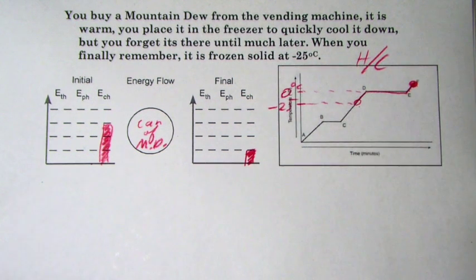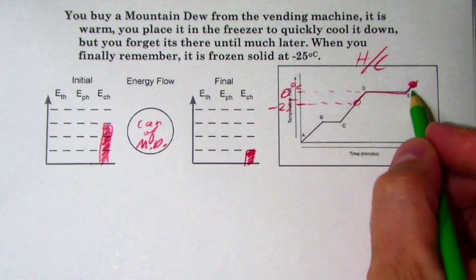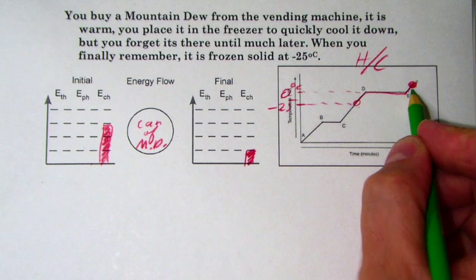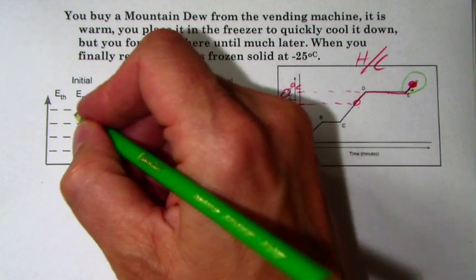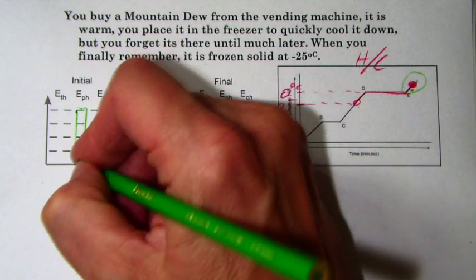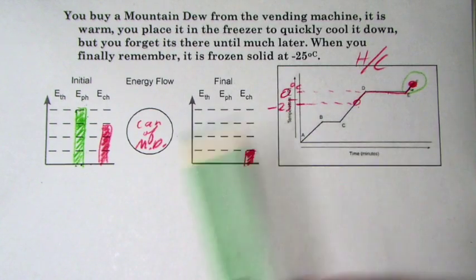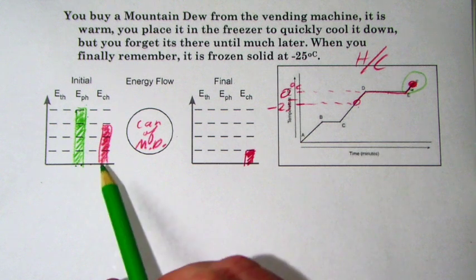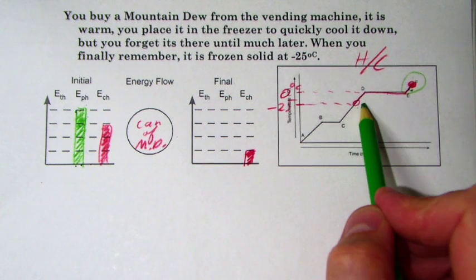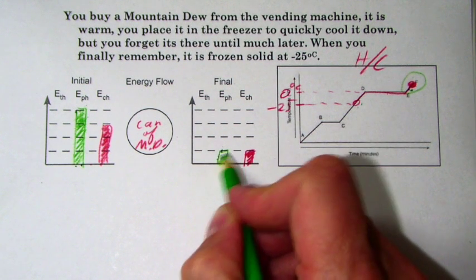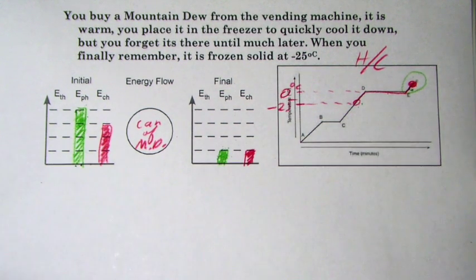Now, as far as the phase, well, I had liquid Mountain Dew, and I know that up here in this part of the region for liquid is 4 bars. So I'll give myself 4 bars of liquid phase energy, and it goes down to the solid region, and I know that solid has just 1 bar of phase energy. So I got that. And then I'll look at the thermal.